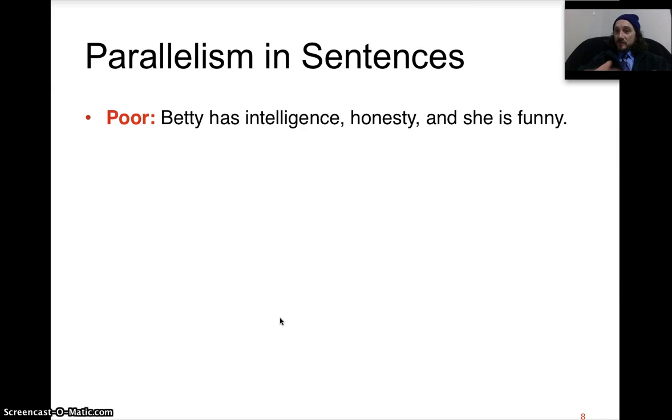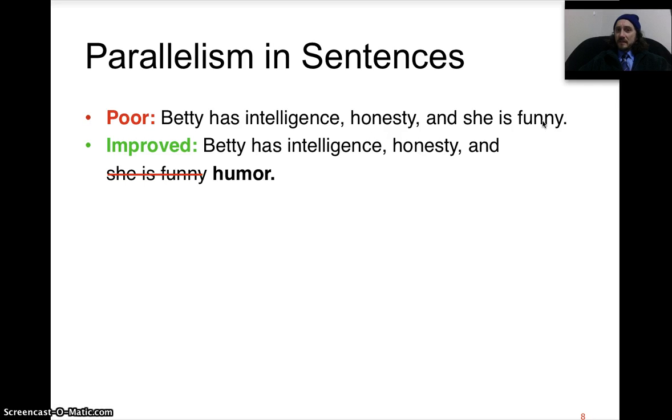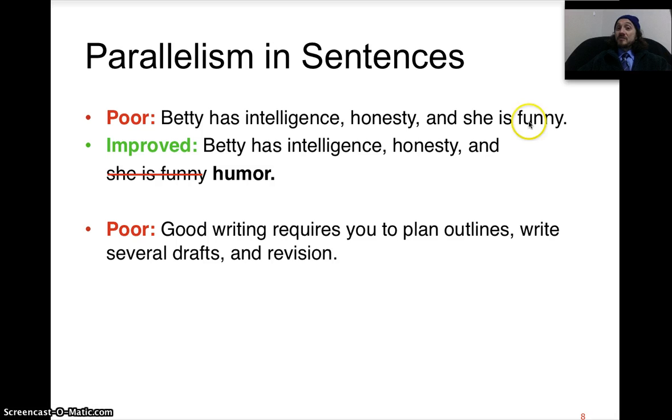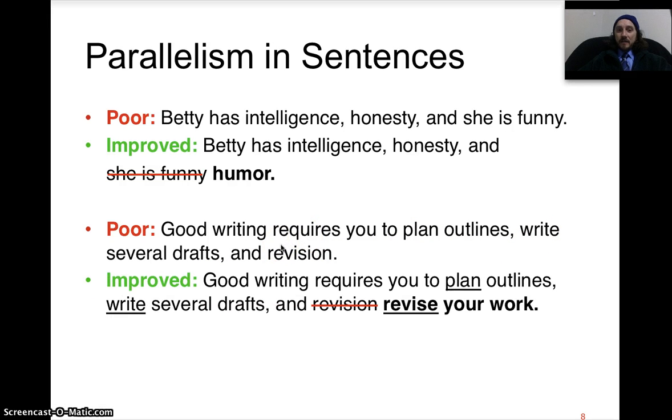Parallelism in sentences. We've looked at this example before. Betty has intelligence, honesty, and she is funny. No, because we have a noun, and then we have a clause. What you want to have is Betty has intelligence, honesty, and humor. Good writing requires that you plan outlines, write several drafts, and revisions. We have verb, we have verb, we have no verb there. Plan outlines, write several drafts, and revise your work. Verb, verb, and verb. Okay? Parallel structure.